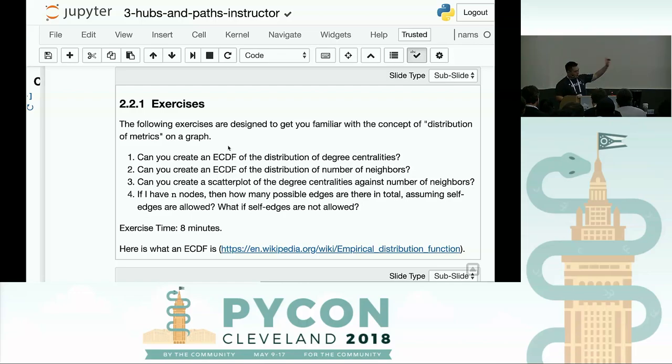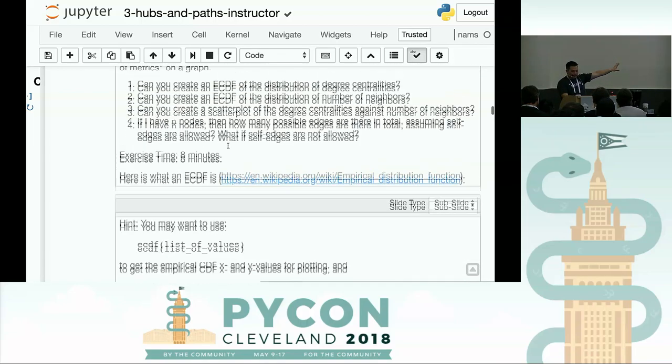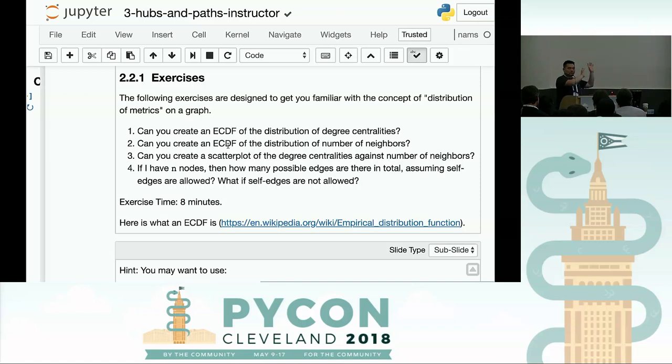So I want you to use this ECDF function that I've implemented. Feel free to take a look at the implementation. Once you've gotten there, give me a thumbs up, and then we'll go through the interpretation of the ECDF once more, okay? This is a very important thing that I think we should all take away from this.